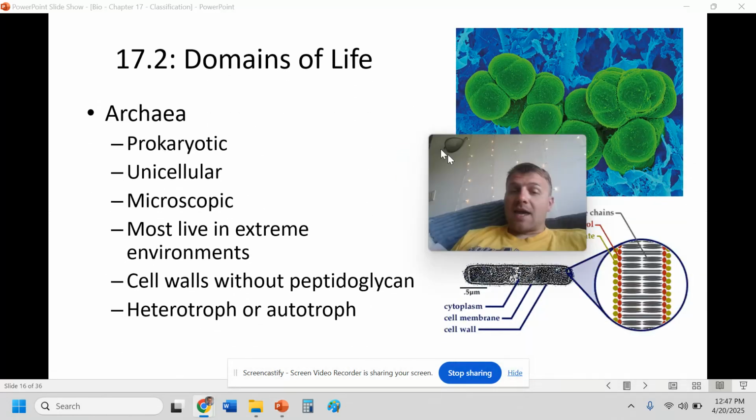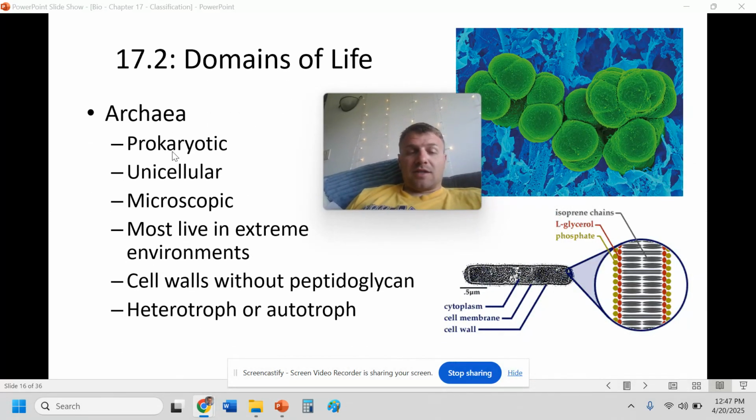Because if we look at archaea, they are very similar. You can see they're prokaryotic, they're unicellular, they're microscopic. Most live in extreme environments. So these archaea are very similar to bacteria. However, two things here: their cell walls don't contain peptidoglycan, and they really live in weird environments, a lot weirder than the bacteria do.